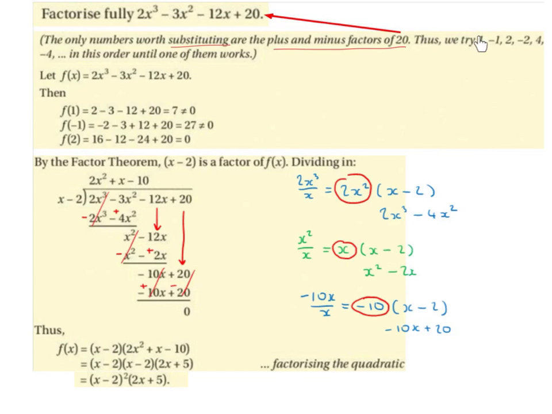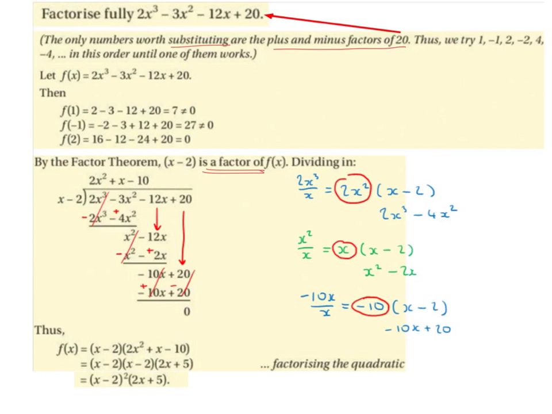So we've tried 1, now we're going to try minus 1. So f of minus 1 will give us minus 2 minus 3 plus 12 plus 20, which gives us 27, which is not equal to 0. Therefore, x plus 1 is not a factor either. Now we're going to try 2. So f of 2 gives us 16 minus 12 minus 24 plus 20, which does equal 0. Therefore, x minus 2 is a factor of f of x.